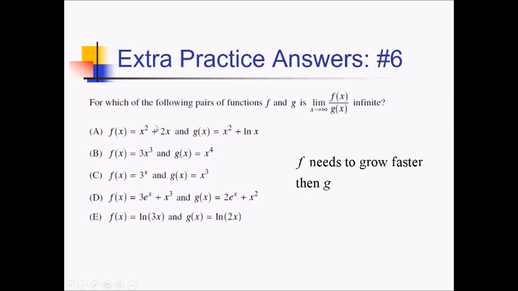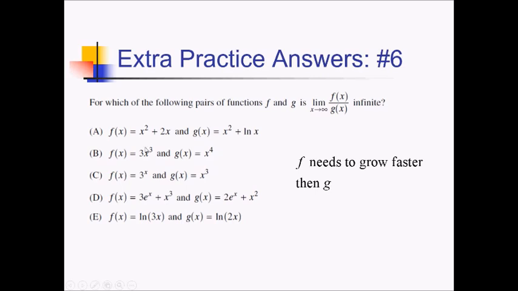Choice A, we have x squared plus 2x versus x squared plus ln of x. Now, when we're talking about growing faster, we're talking about as each of these individually approaches infinity. So if you do that, you're just going to forget about the 2x and the ln of x, and you're just comparing x squared and x squared. Dividing that would just give us 1, so this is not going to give us infinity.